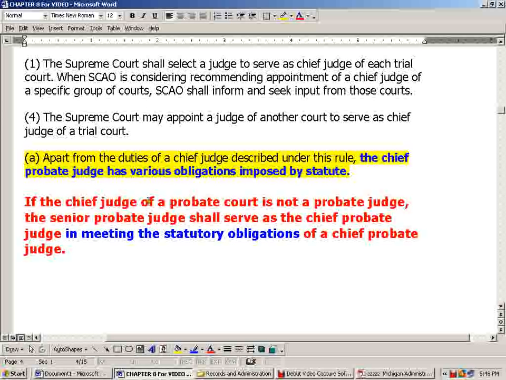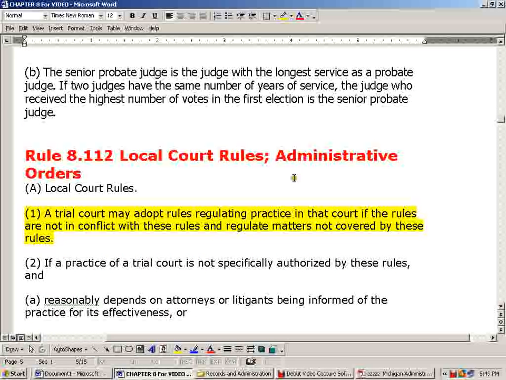If the chief judge of probate court is not a probate judge, the senior probate judge shall serve as the chief probate judge in meeting the statutory obligations of the chief probate judge. Now, what the hell is that all about? How can the chief judge of probate not be a probate judge? I don't know. So now we're talking about the senior probate judge serving as the chief probate judge in meeting the statutory obligations. And those obligations are, I believe, when you have a complaint about somebody who's a county officer, or at least commissioned at a county level, and apparently that's what they do with attorneys. We'll be looking at that again here in a bit.